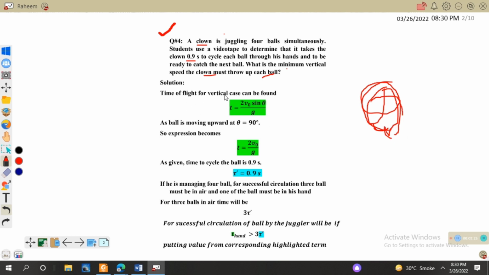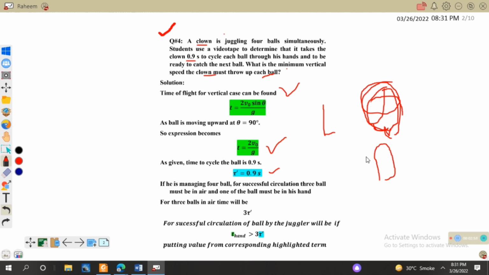So the time of flight for the vertical case can be found. We can see that the time of flight is 2v0 sin theta over g. Here theta will be 90 degrees because he is projecting the ball at angle 90, so sin theta will be 1. So we can simply write our expression as t is equal to 2v0 over g. As given, the time to cycle one ball, it completes the circle in 0.9 second.